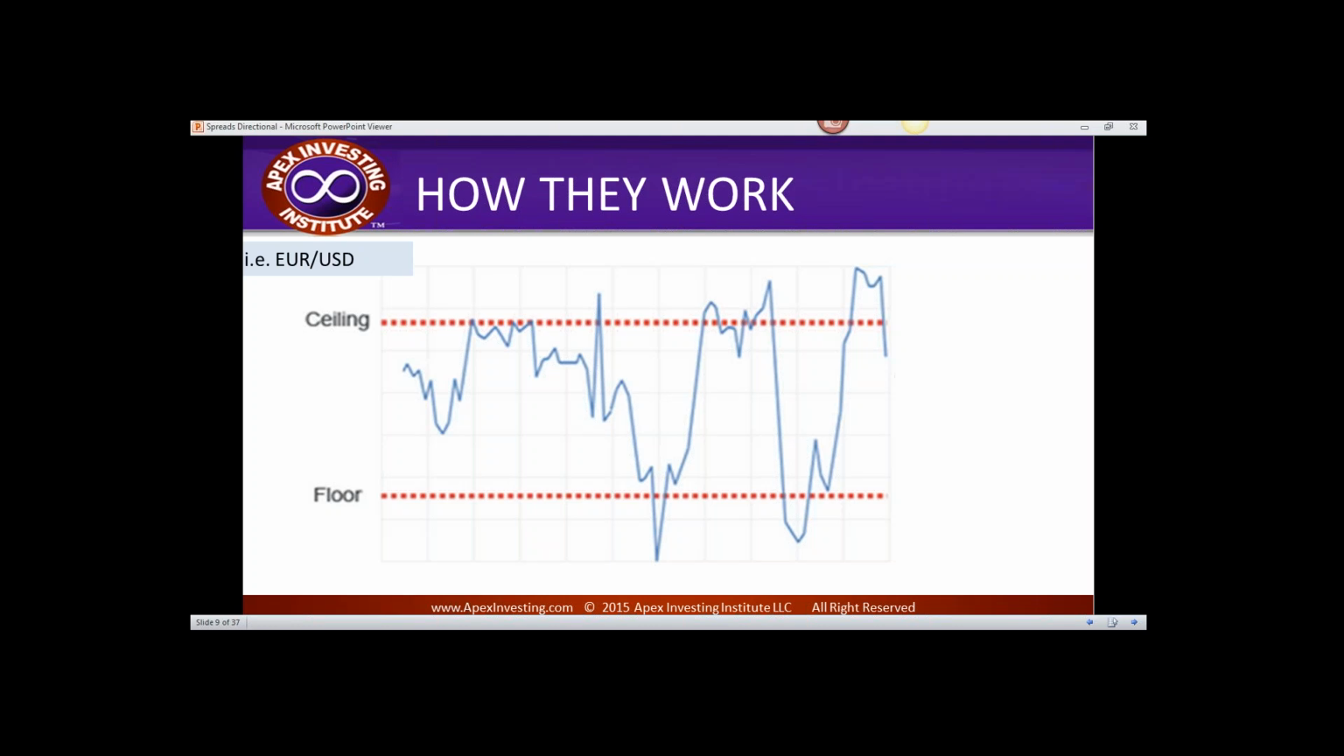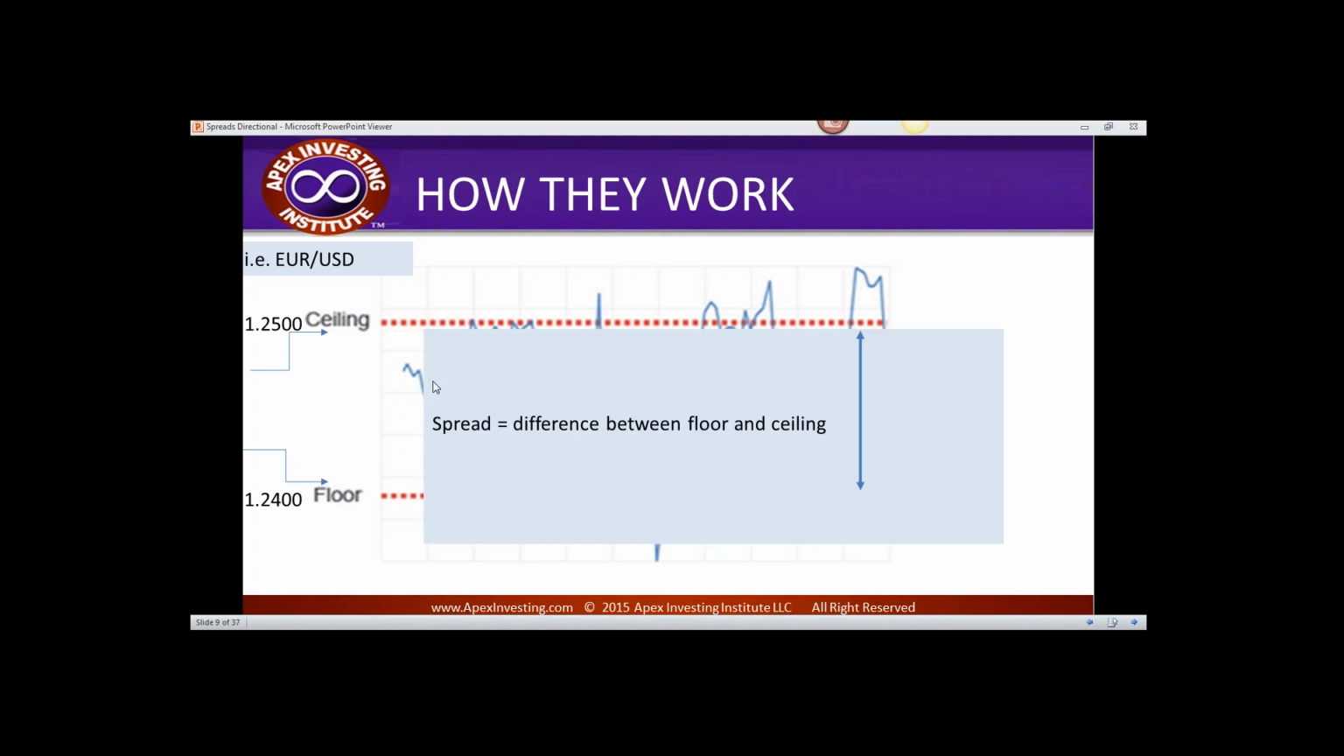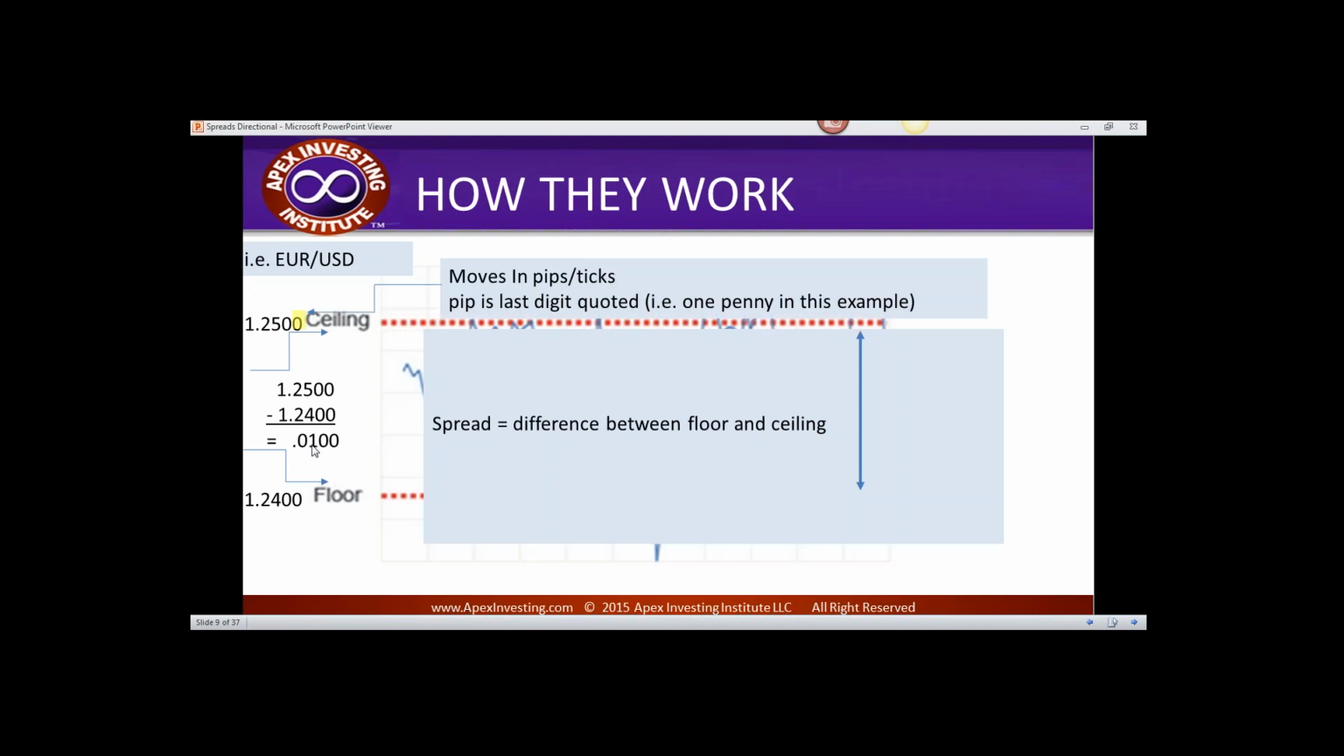Let's just say, for example, here was a spread on the euro-dollar market. The floor, the bottom of the spread, was 1.2400. That's the bottom, the floor. The ceiling, 1.2500. Okay? So what is a spread? The spread is the difference between the floor and the ceiling. So this particular spread is 100 pips or 100 ticks wide. All right, that makes sense to everyone? The floor is 2,400, the top is 2,500. So it's 100 ticks or pips. All right, so a 100 pip spread.